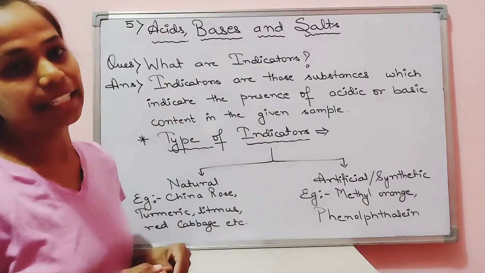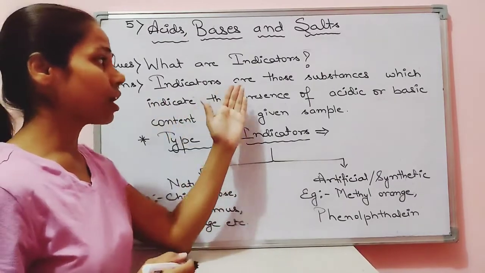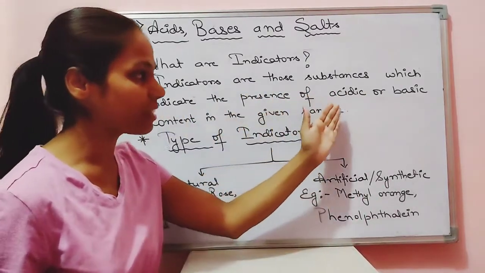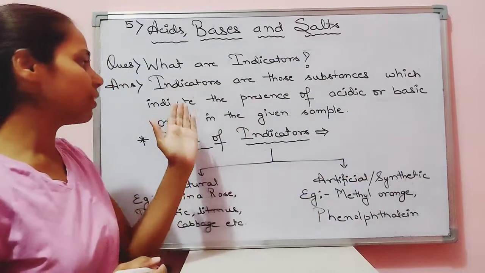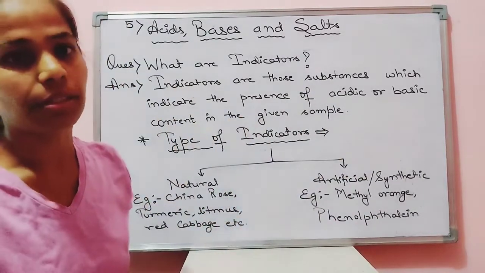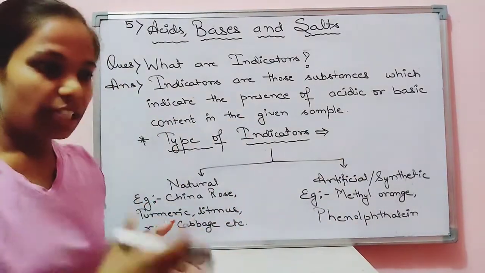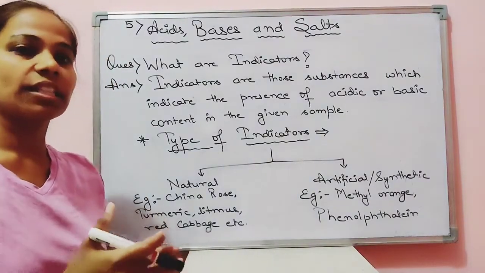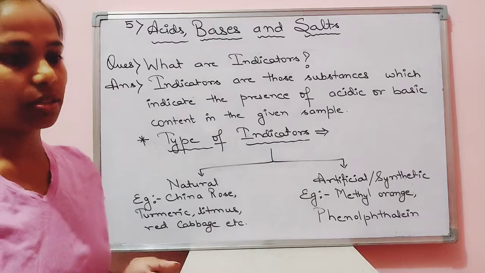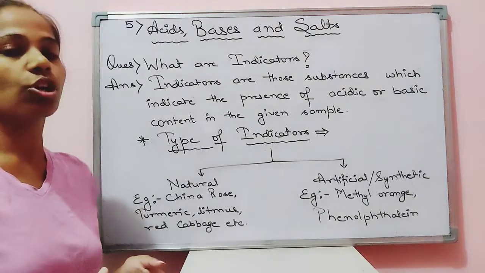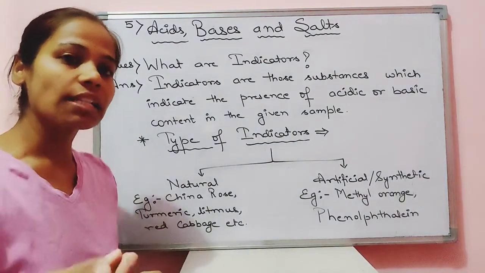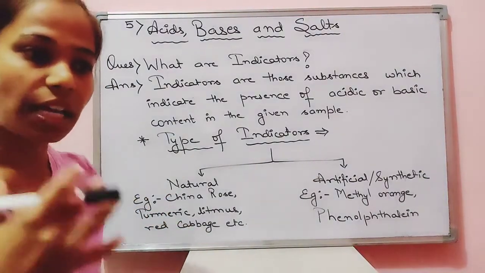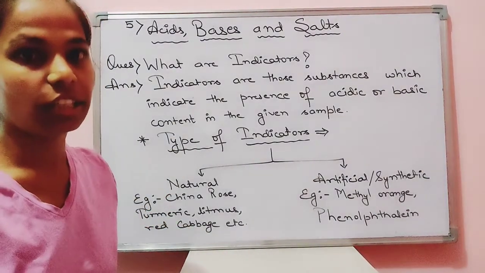What are indicators? Indicators are those substances which indicate the presence of acidic or basic content in the given sample. Fine, children? In this chapter, we are going to study the concentrated acids as well as the dilute acids. I had told you in the last lecture also that there are some acids in nature that we prepare by ourselves artificially in the laboratories.